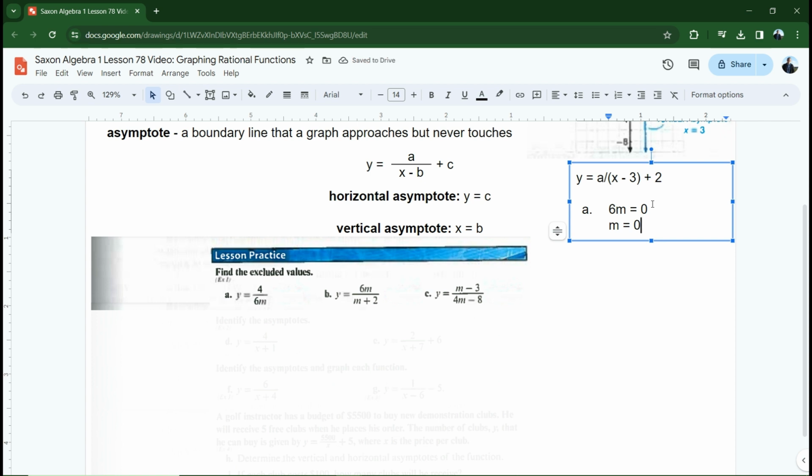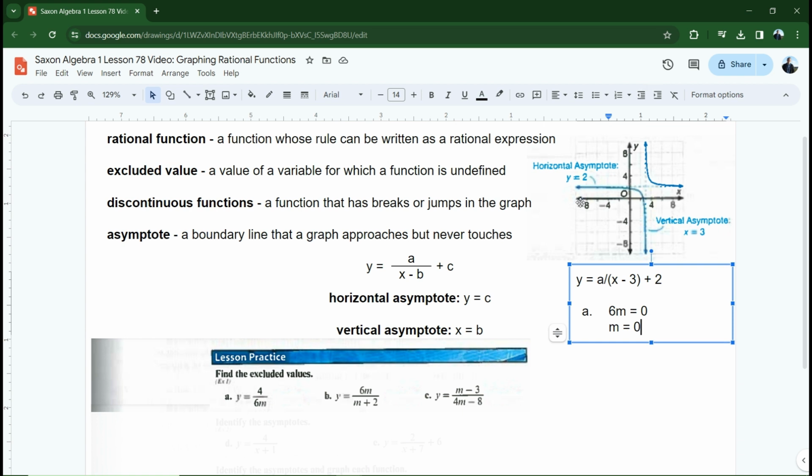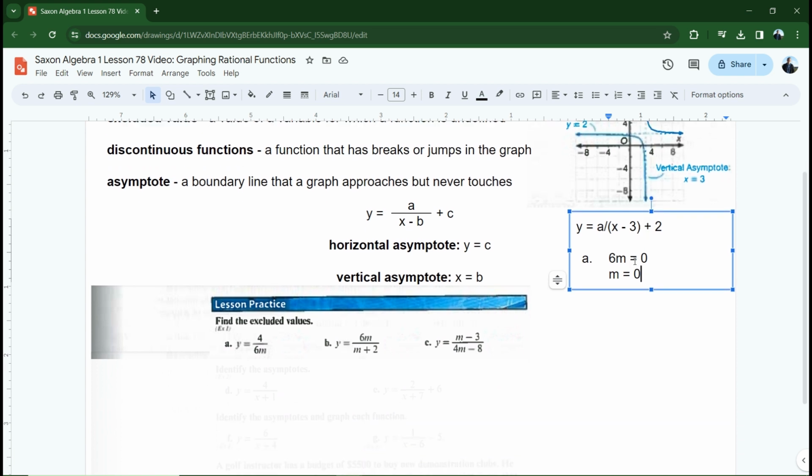So on the x-axis, there's a value that if I plugged it in, my equation would be undefined. Let's just go back here. Is there a value on the x-axis that, if I plugged it into this function, it would be undefined? Up here, the value is 3 because it never touches 3. It has a vertical line at 3, and the graph never actually touches it. The same is going to be true for this equation, except it's at 0.